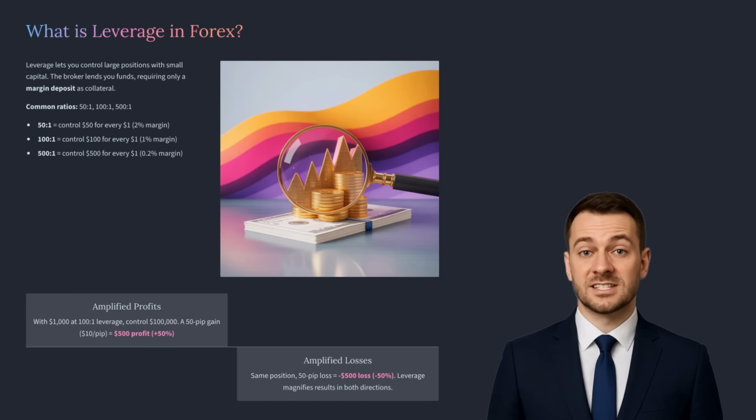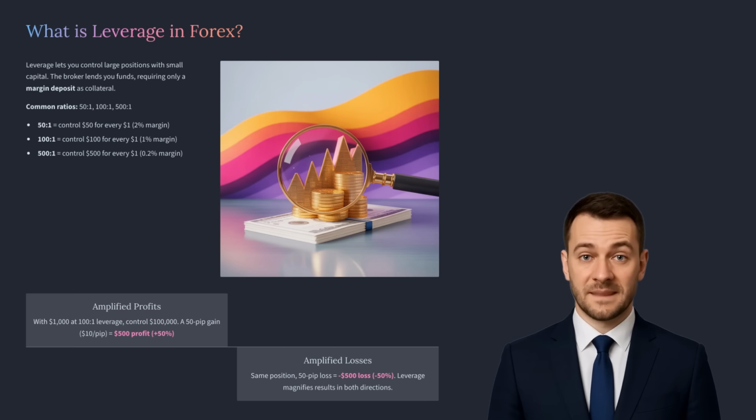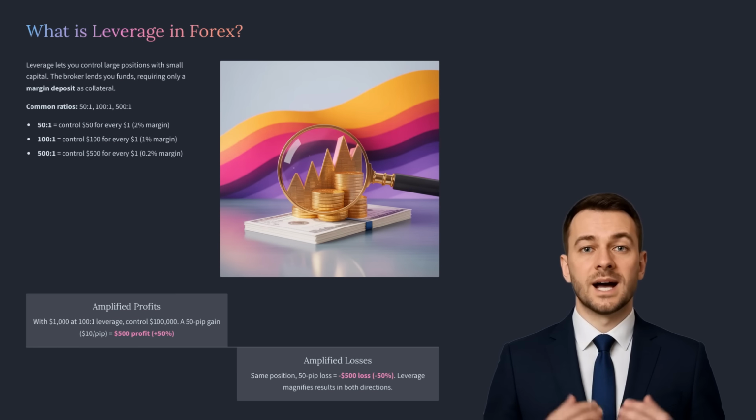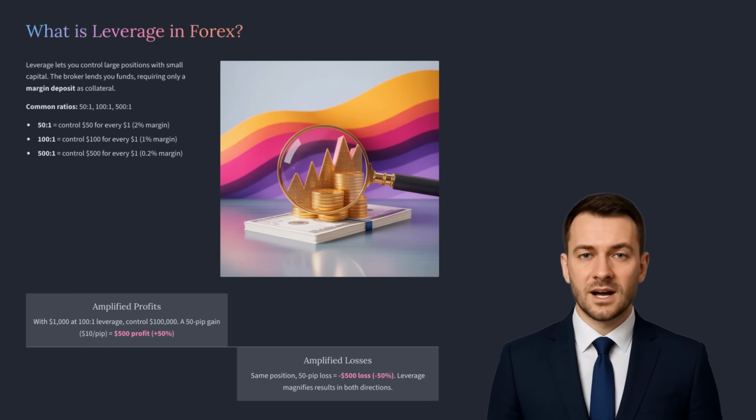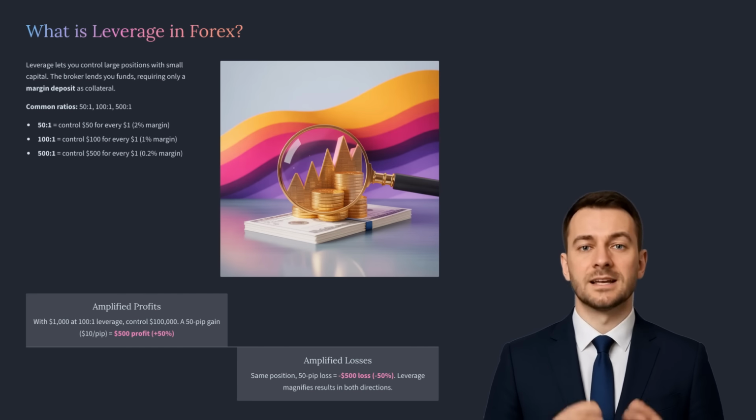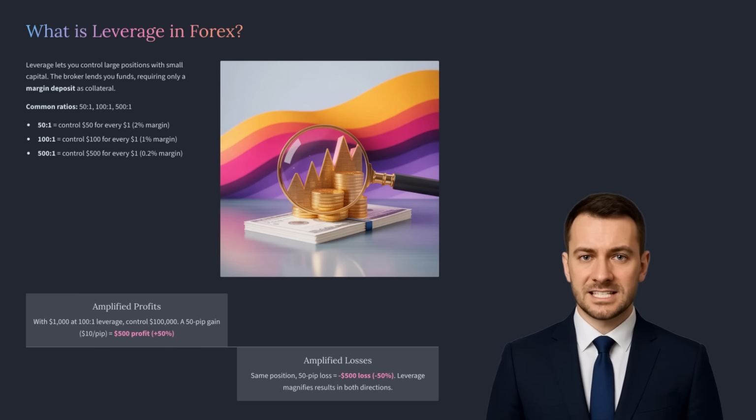Assume the same $1,000 account at 100:1 leverage, where you open a $100,000 position, one standard lot, on a currency pair. Positive outcome: if the trade moves in your favor by 50 pips, and for simplicity, assume it's a USD quoted pair so each pip is $10 per lot, you gain $500, 50 pips x $10 a pip. A $500 profit on a $1,000 account is a massive plus 50% return on that single trade. This showcases the power of leverage.